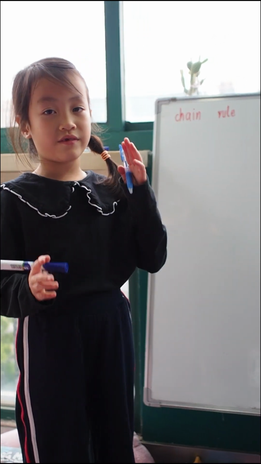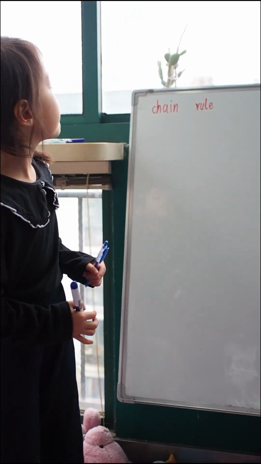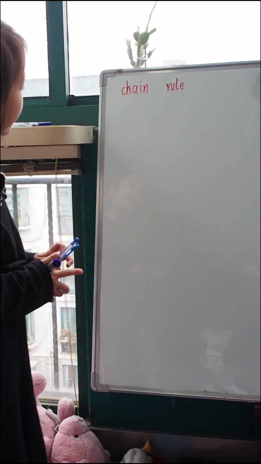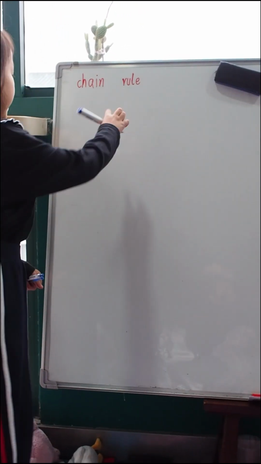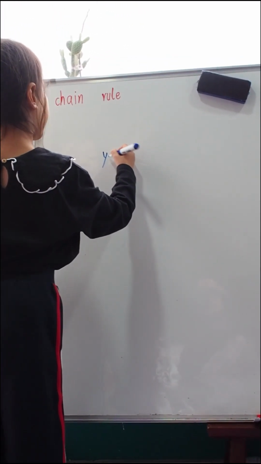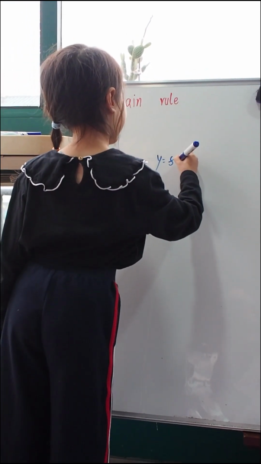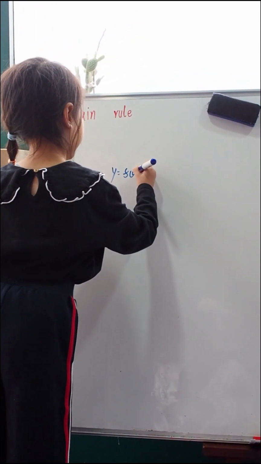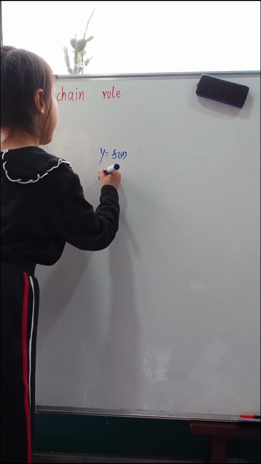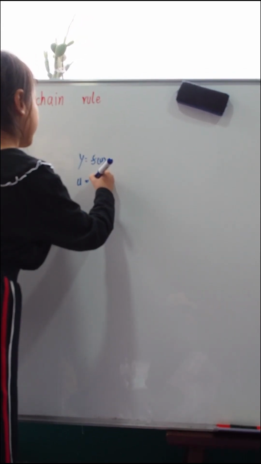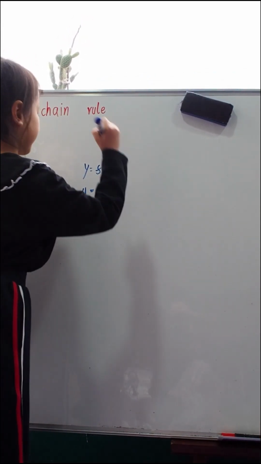Today we talk about a very important thing in calculus: the chain rule. First we need to know two things. First is y equals f(u), and u equals g(x).